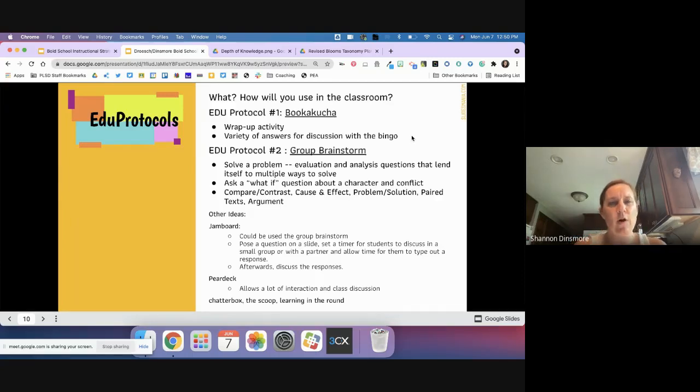Solve a problem, evaluation, analysis questions that lend themselves to multiple ways to solve through the group brainstorm. I don't know, Mike, do you want to jump in there? Because my EDGE protocol for the brainstorm was getting the kids to talk. Yeah, in second grade. So Mike's was a little more in depth than mine was.